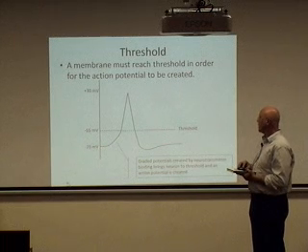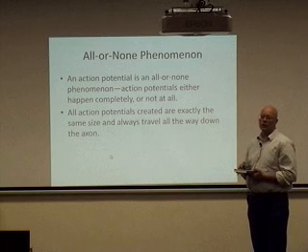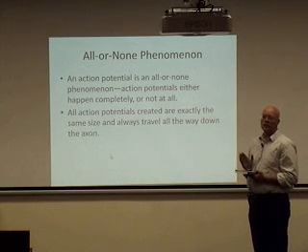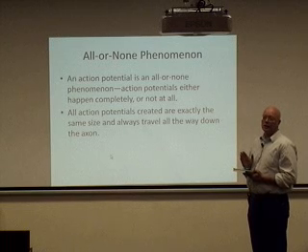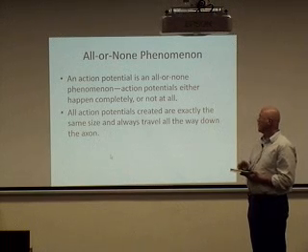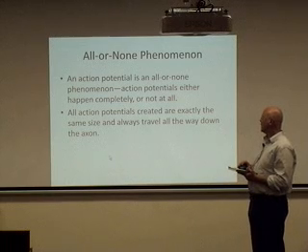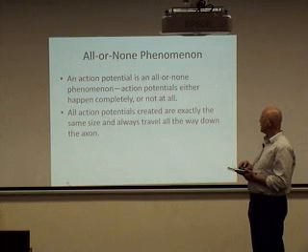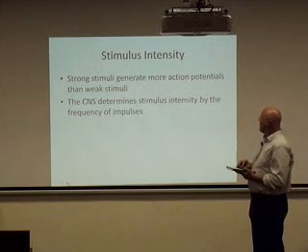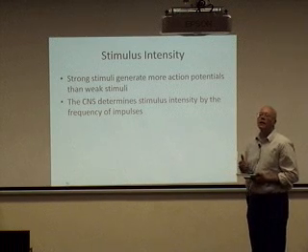Now, another thing about those action potentials is once I create the action potentials, first of all, they are always exactly the same size. And once I create one, that action potential always travels all the way down the axon. And that's called the all or none phenomenon. The action potentials that are created are always exactly the same size, and they always travel all the way down the axon. Now, so how do we vary the signal?